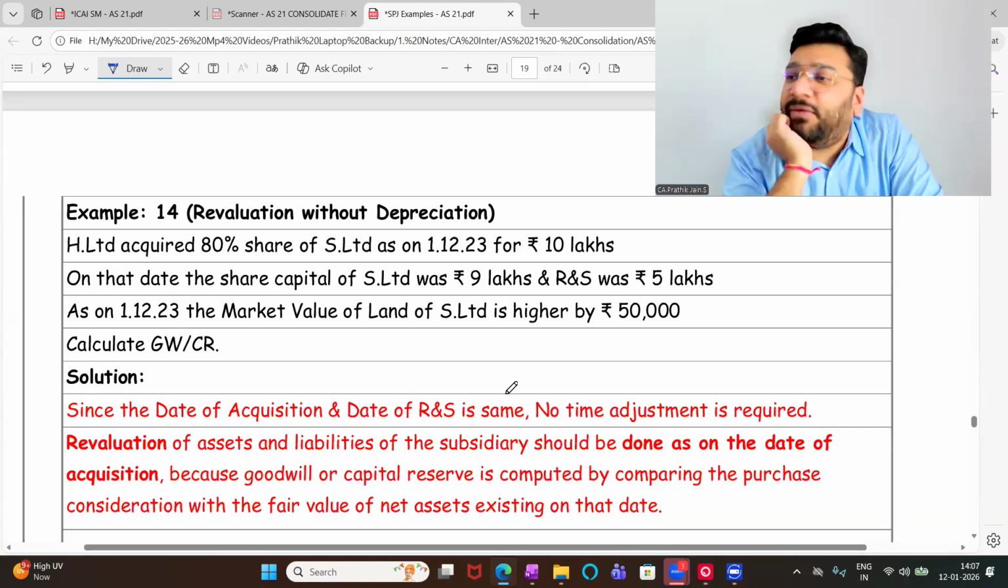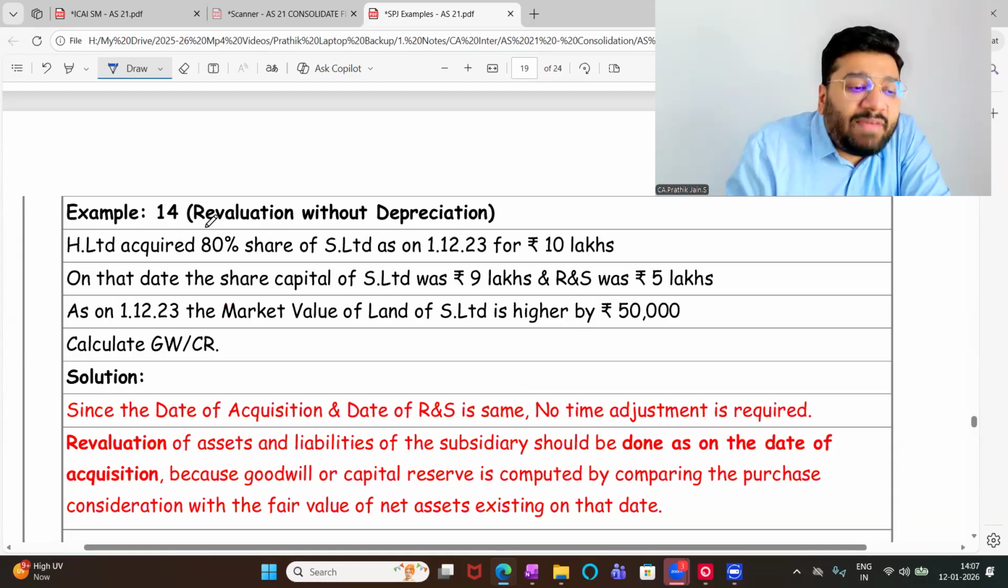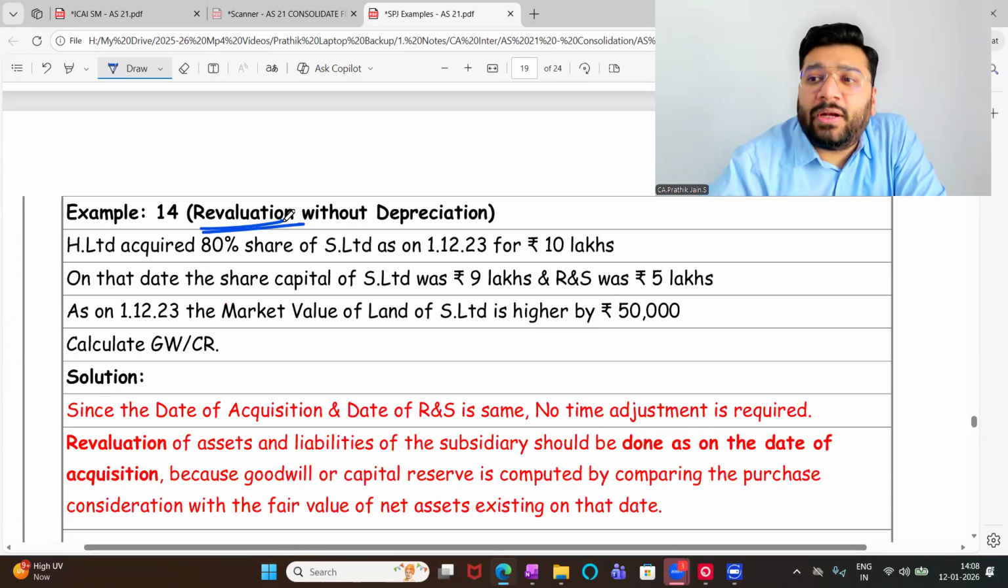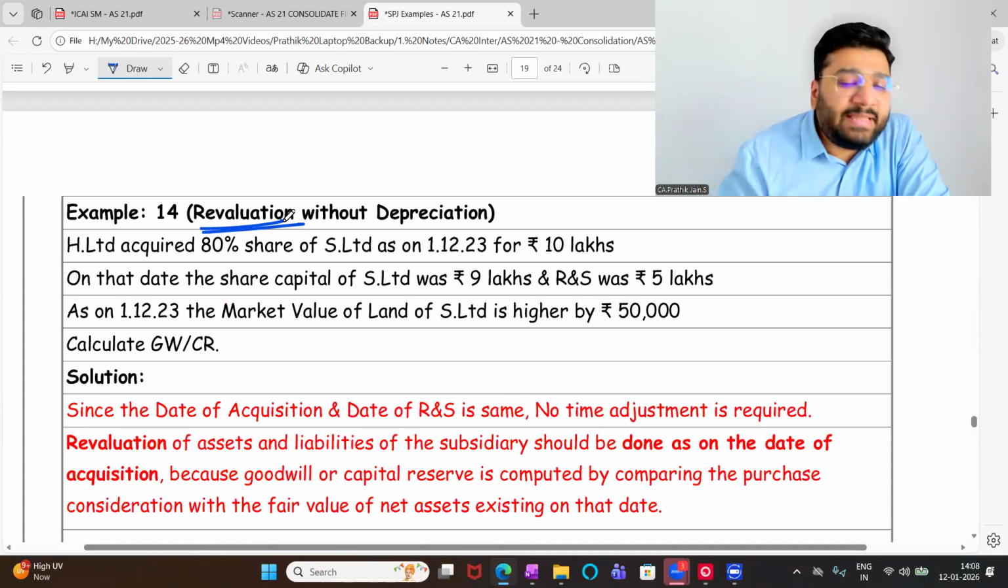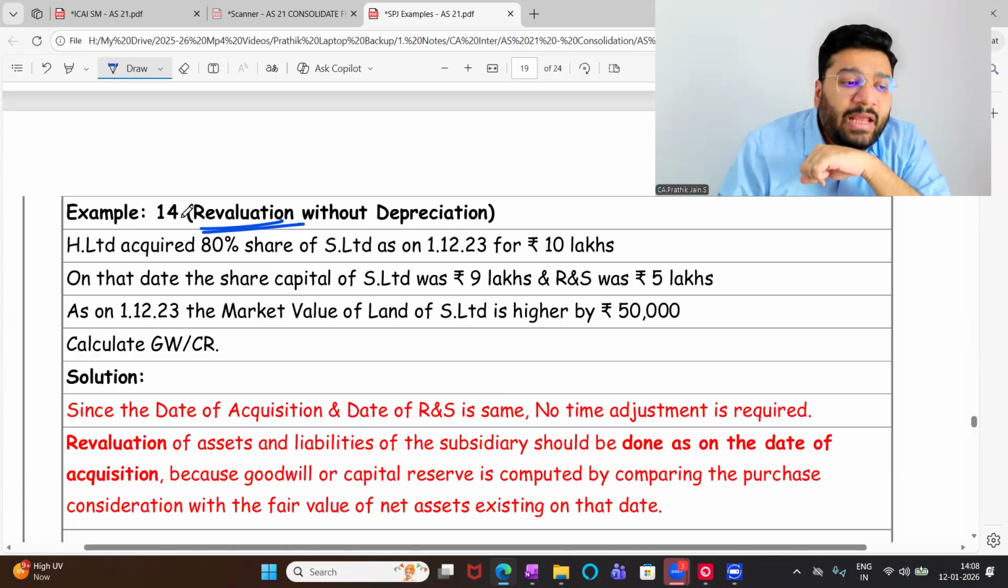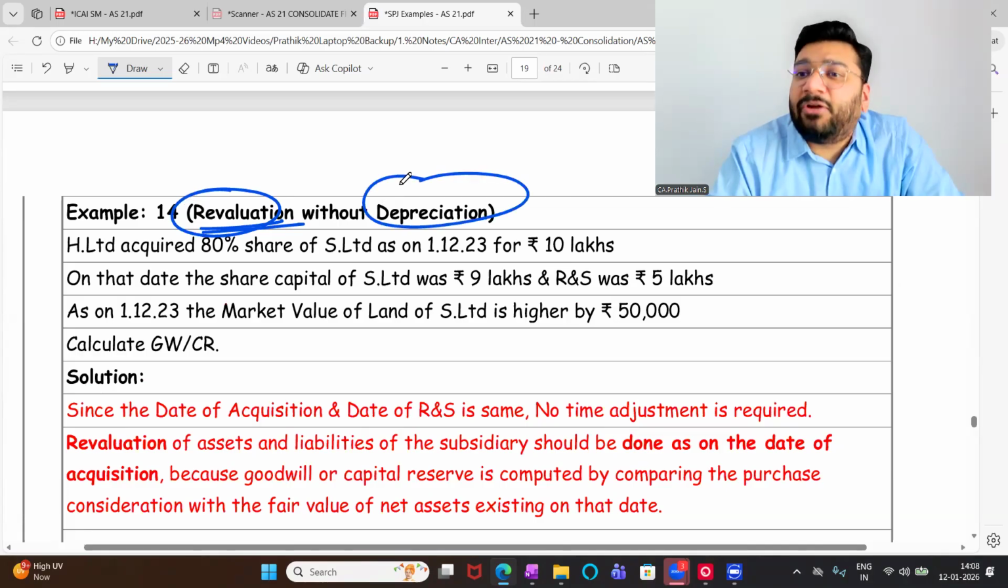Now we are going to level 3 questions, where the revaluation concept will come into the picture. I have broken down the revaluation concept into 3 parts: Example 14, 15, 16. Today I'll be completing the class with example 14. Here I'm going to teach you what is revaluation, but there is no depreciation given. There's no impact of depreciation in this.